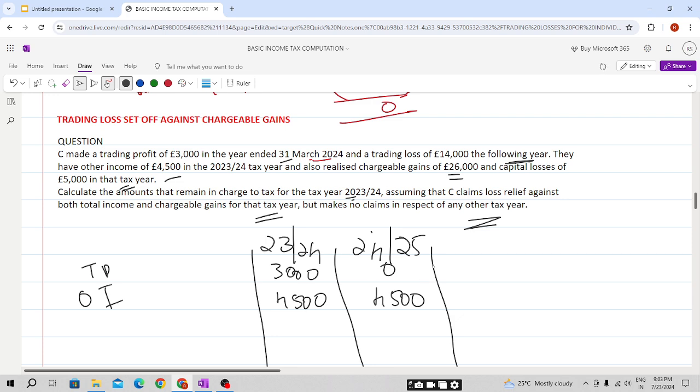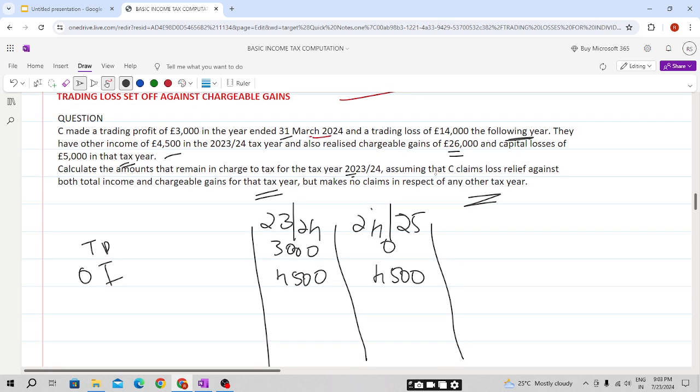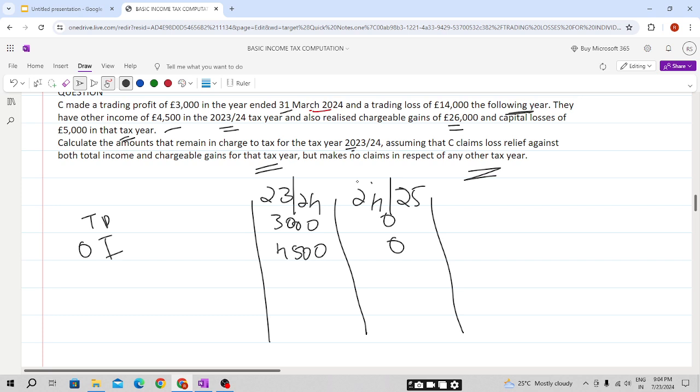Now students, they have other incomes in the 23-24 tax year and also realized chargeable gains of 26,000 and capital loss of 5,000 in that tax year. So other income is only for 23-24. So for 24-25 nothing they have given students, no income. And the capital loss and capital gains have been given. So now we will calculate the amount that remains in charge to tax for the tax year 23-24, assuming that C claims loss relief against both total income and chargeable gain.